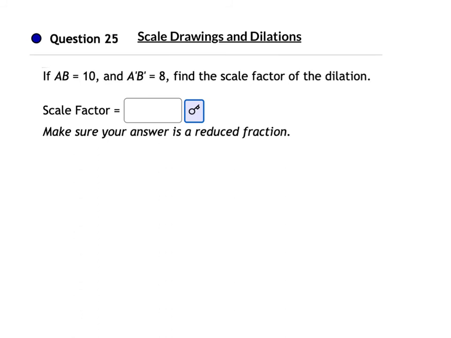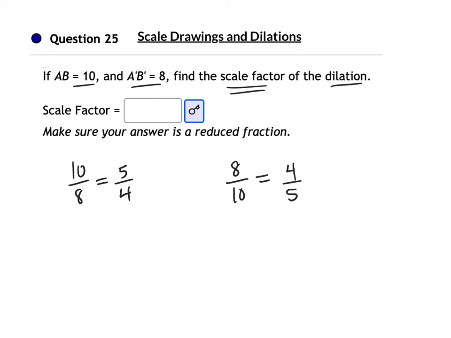Question 25 is another quick one. They give us 2 corresponding lengths, and it's a dilation, and they want the scale factor. Now, they didn't specify it a certain way, so we could actually do it either way here. We could say 10 over 8, divide those by 2, and that would be 5 over 4. That would be acceptable. Or you could say 8 over 10 and divide those both by 2 and say 4 over 5. So either one of these two will work in the answer box.